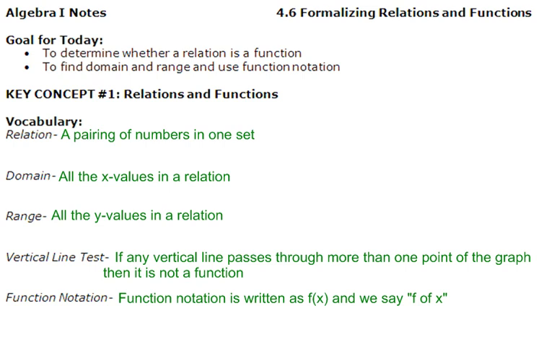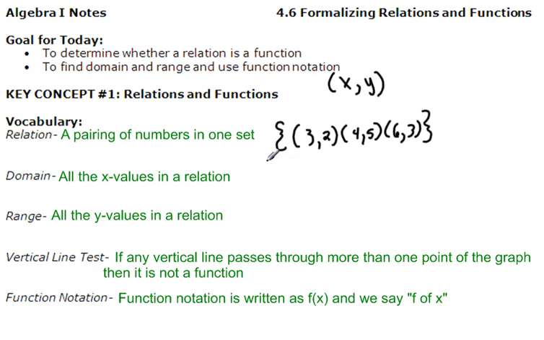A relation is just a pairing of numbers in one set. So what I mean by that, and this is how we represent a set, is it's just all the ordered pairs in a set. The domain is all of the x values in a relation. So if we look at this example that I wrote up here, remember an ordered pair goes x comma y. So the domain of this relation would be 3, 4, and 6. It's all of the x values.